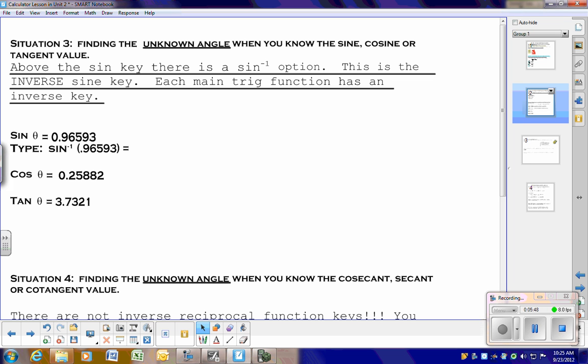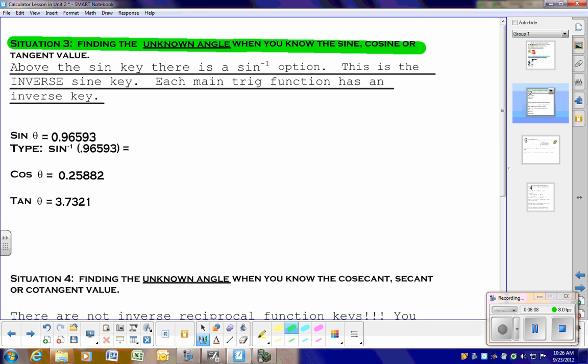The third situation, now this is where things start getting tricky, you guys. These last 2 situations, when I've taught this class before, are usually where people have difficulties, okay? Situation 3 is finding the unknown angle. So you're solving for the angle when you know sine, cosine, or tangent's value, okay? So the problem would look like this.